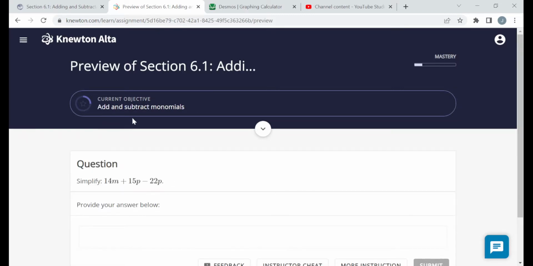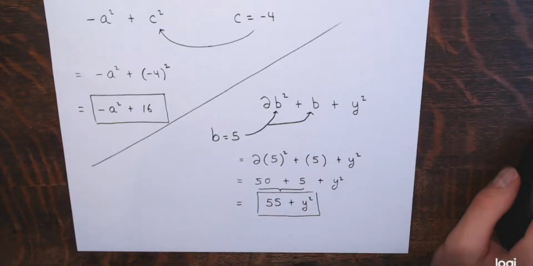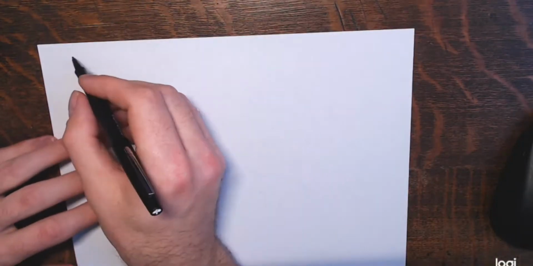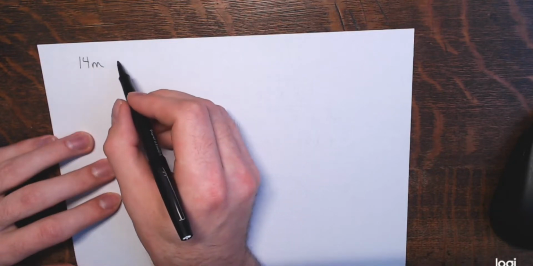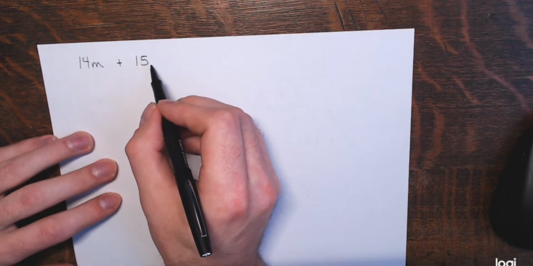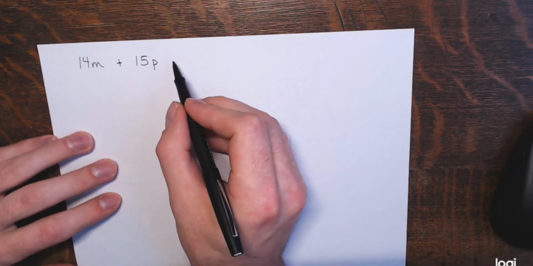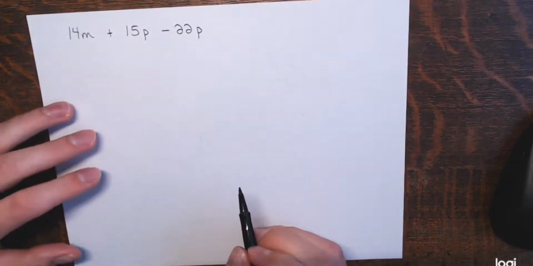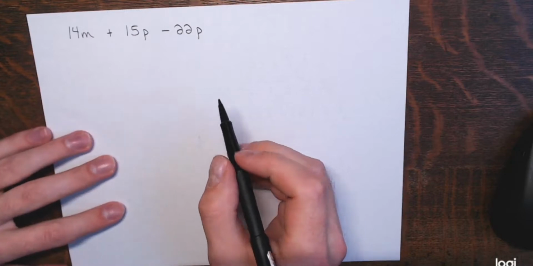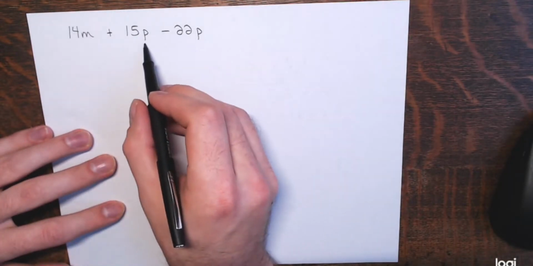Alright, so back to adding and subtracting monomials. Again, we're just combining like terms. You just have to understand which monomials have the same variables with the same powers on them. So here we are given 14 times m. There's one monomial. Plus 15 times p, and then plus negative 22 times p. Again, these are like. These both have p to the first power.